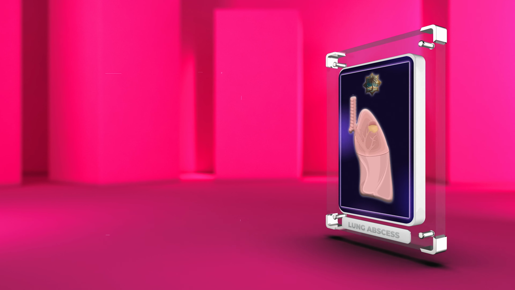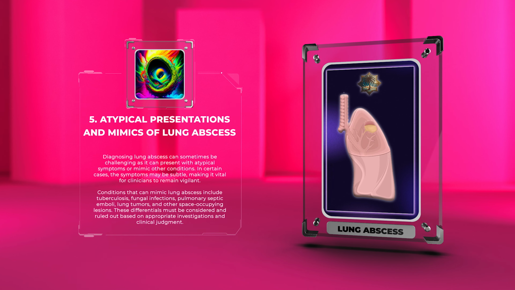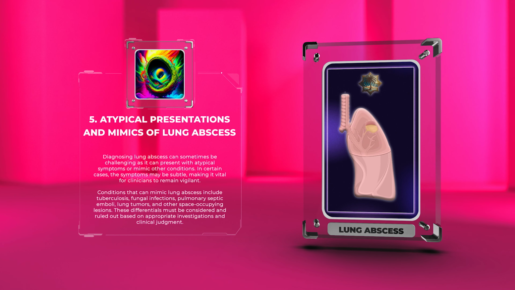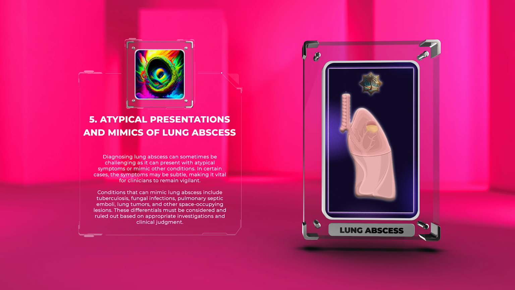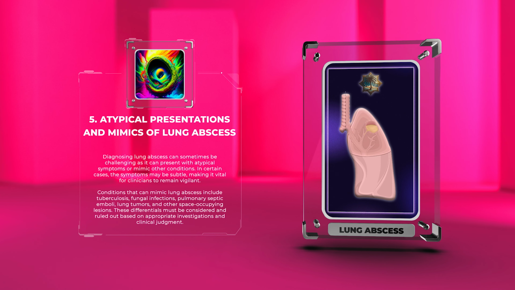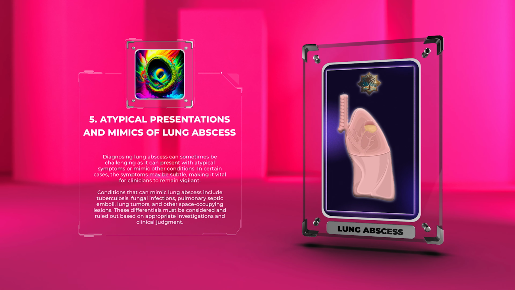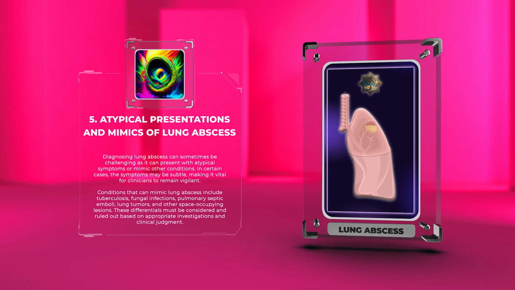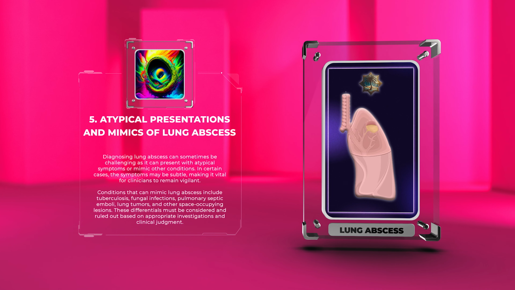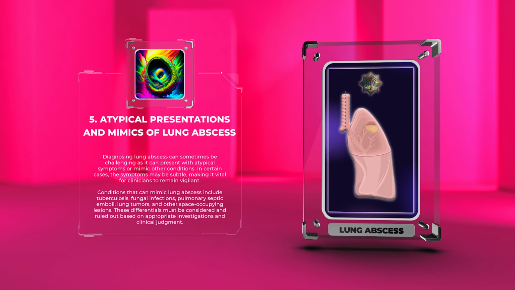Diagnosing lung abscess can sometimes be challenging as it can present with atypical symptoms or mimic other conditions. In certain cases, the symptoms may be subtle, making it vital for clinicians to remain vigilant. Conditions that can mimic lung abscess include tuberculosis, fungal infections, pulmonary septic emboli, lung tumors, and other space-occupying lesions. These differentials must be considered and ruled out based on appropriate investigations and clinical judgment.